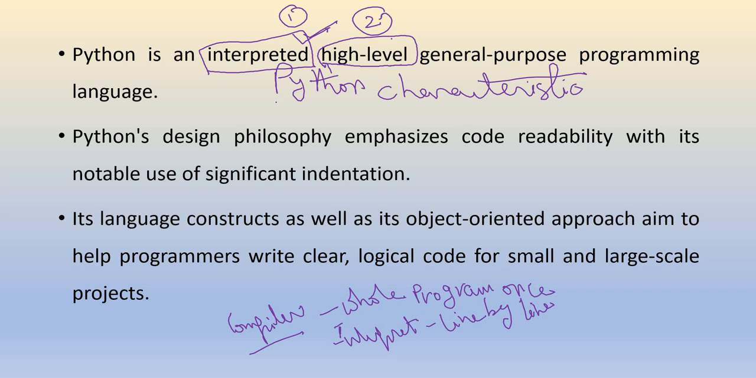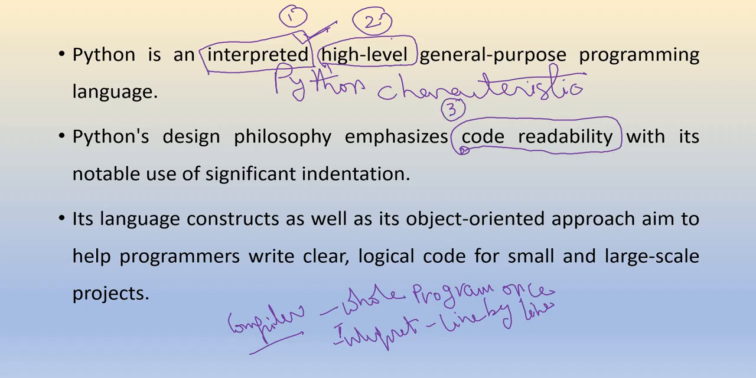Coming to the next point, Python's design philosophy emphasizes code readability, with its notable use of significant indentation. Here, we need to talk about the design philosophy of Python itself. It is designed in a way that the program can be understood very easily. An ordinary learner can easily understand Python code. This feature is called code readability, with its notable use of significant indentation. So code readability is the third characteristic.